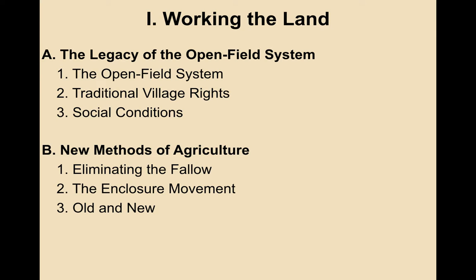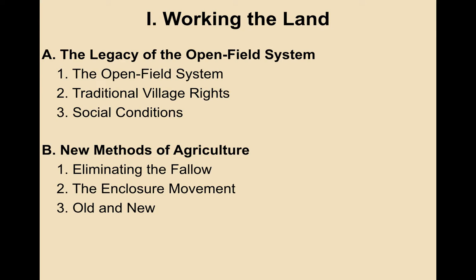We have these new methods of agriculture where we are starting to eliminate the fallow, meaning alternating grain with nitrogen restoring crops like peas, beans, turnips, potatoes, clovers, and grasses, which in turn meant better feed for animals, more fodder, hay, and root crops for the winter months, larger herds of cattle and sheep, more meat and better diets, more manure for fertilizer, and more grain for bread.